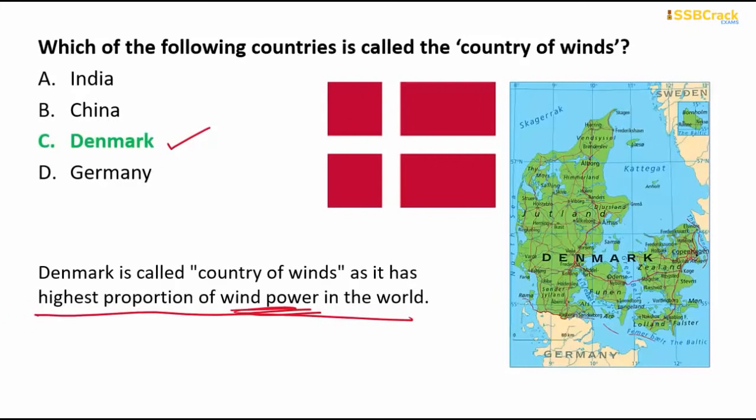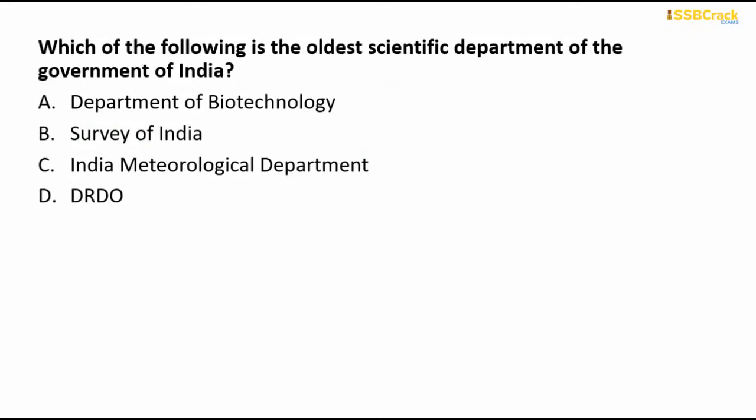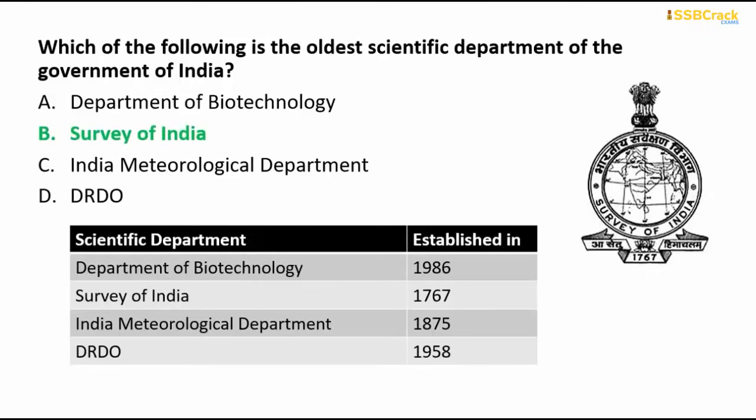Going through with the next important question, which of the following is the oldest scientific department of the government of India? I repeat the question. Which of the following is the oldest scientific department of the government of India? Is it Department of Biotechnology, or Survey of India, or India Meteorological Department, or the Defense Research and Development Organization? The correct answer for this is option A, Survey of India.